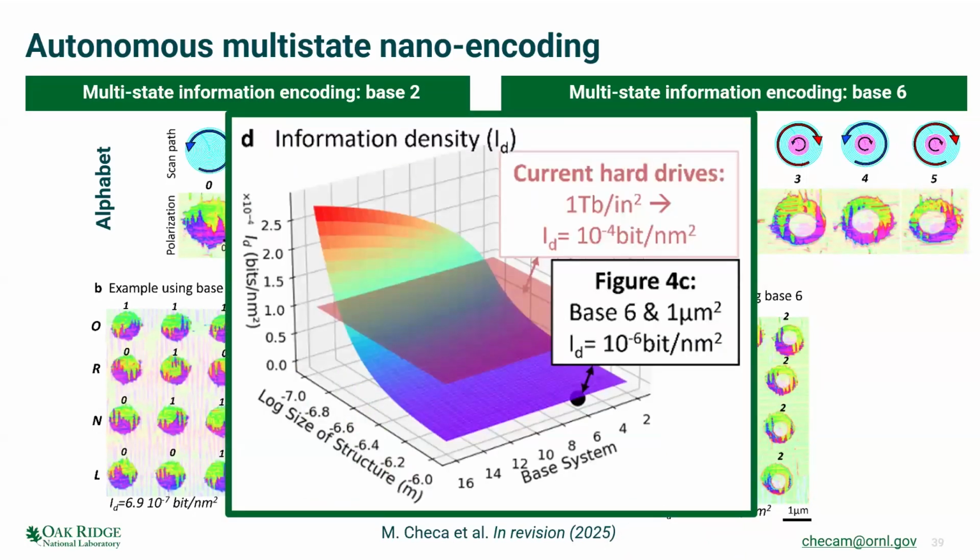So when you compare this type of information density with current hard drives, where more or less 1 terabyte per inch square is the information density of those, we're still a couple of orders of magnitude below the current hard drives in terms of information density. But then it becomes a matter of how many of those states can we engineer and how small we can make them to quickly ramp up the information density of this type of methodology.